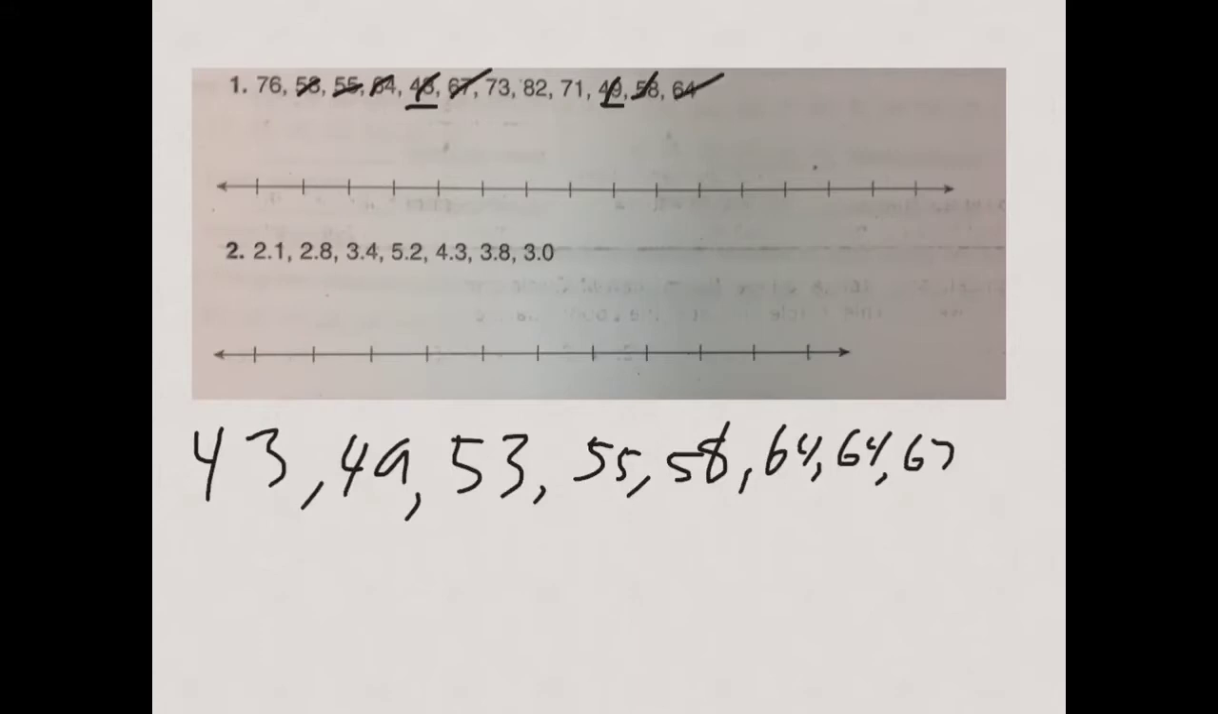Okay, so that's done. How about 70? So 71, 73 and 76, and then finally 82. Okay, so what is going to be my median? So I have 1, 2, 3, 4, 5, 6, 7, 8, 9, 10, 11, 12. Because I have an even number of values, it's going to be the two in the middle.